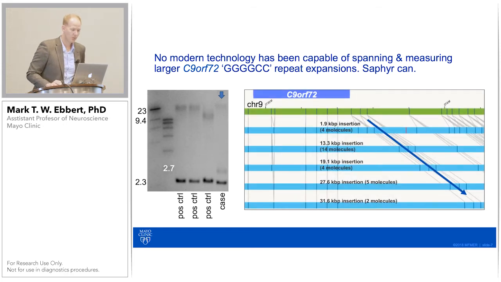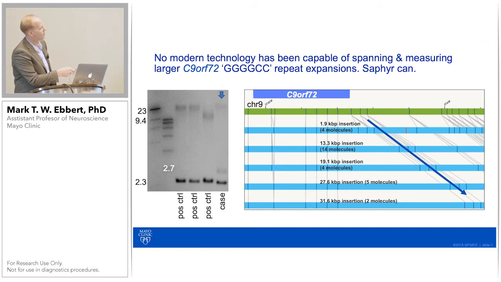So we were really impressed to find that using the Saphyr, we were able to assemble or resolve these different lengths. If you're not familiar with this, this is the gene C9orf72 on chromosome 9, and the green represents chromosome 9 of the reference genome. And then each blue line represents an assembled haplotype. So in this case, we have 5 distinct haplotypes, most of which fall within this larger band. But it gets all the way down to the 1.9 kb insertion, which is about right if you take into account flanking sequence.